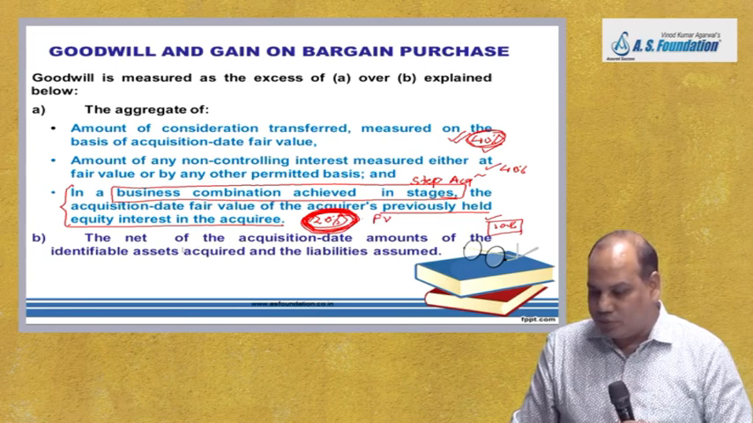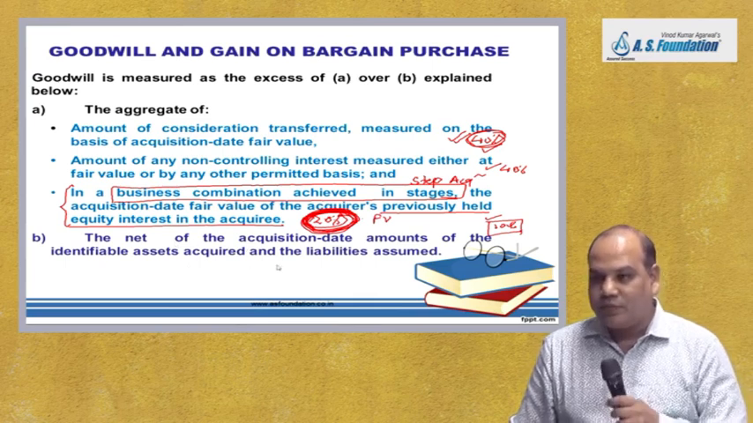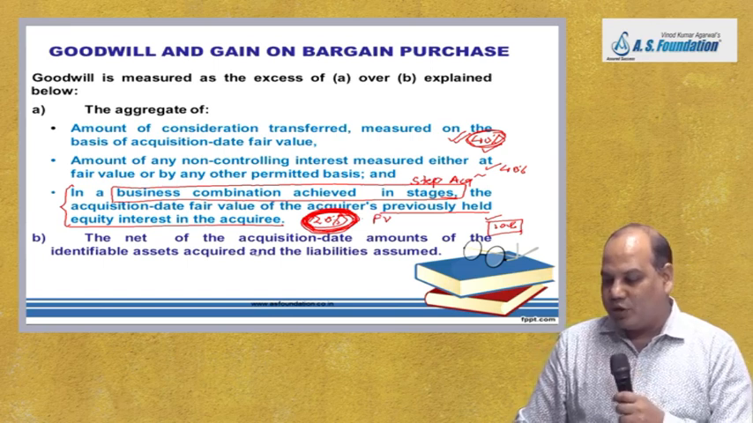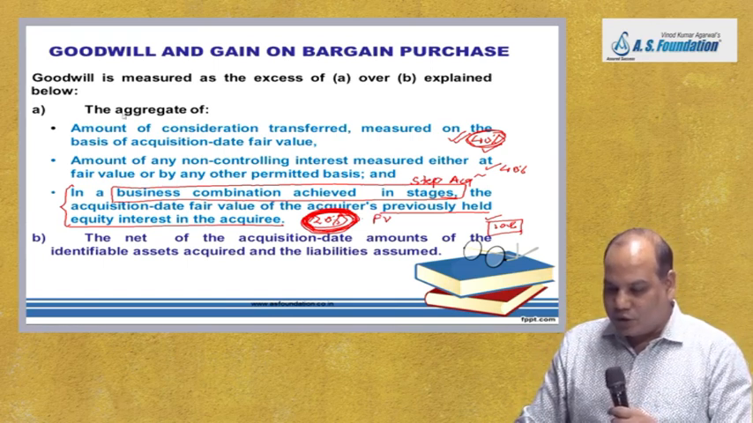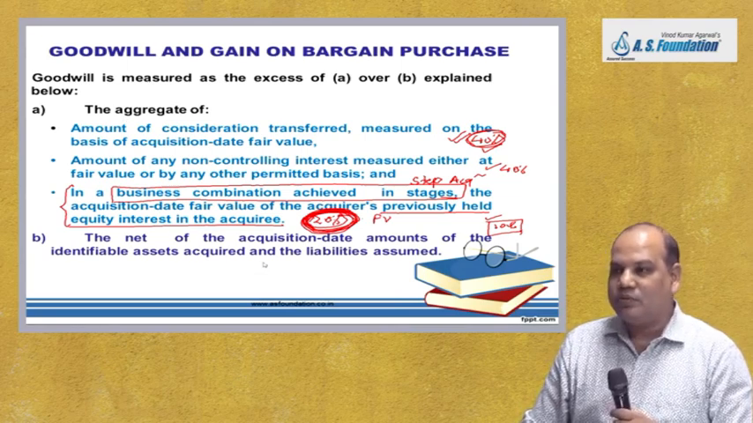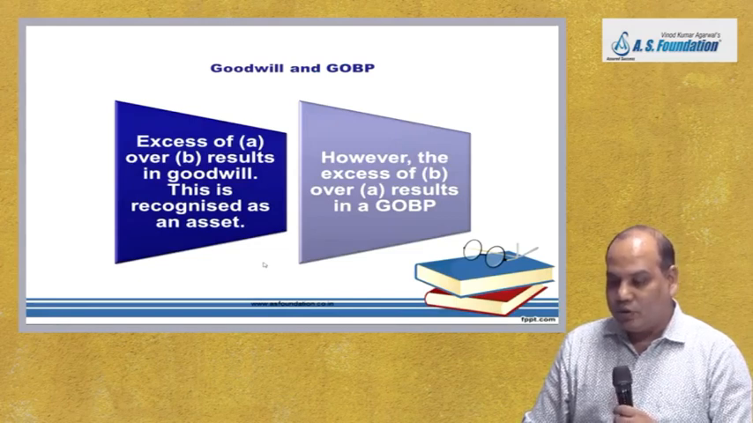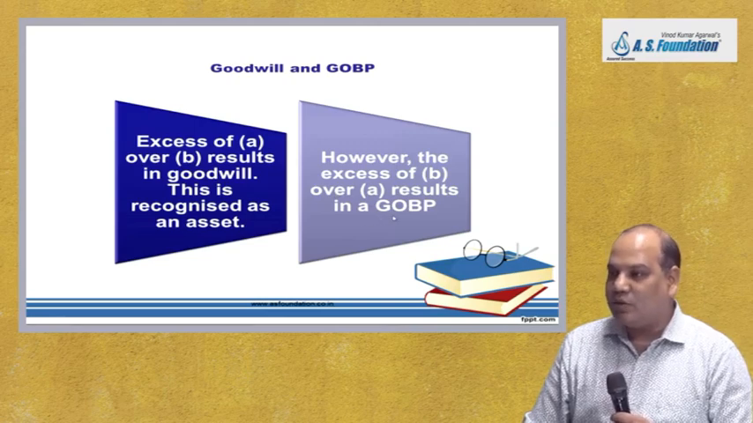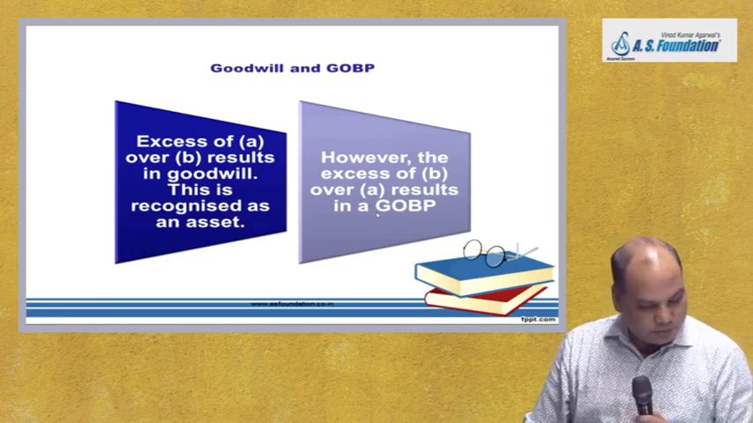So before you solve the goodwill working note, you should first calculate the net asset on the date of acquisition, because you will require that for calculation of goodwill. If A is greater than B, what will you get? Goodwill. If B is greater than A, gain on bargain purchase, GOBP. Is it right?